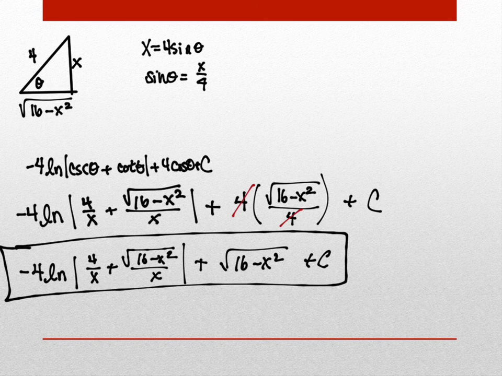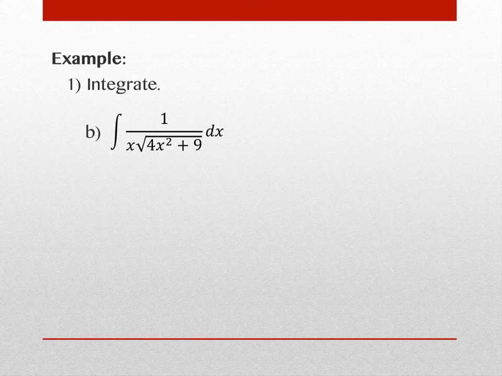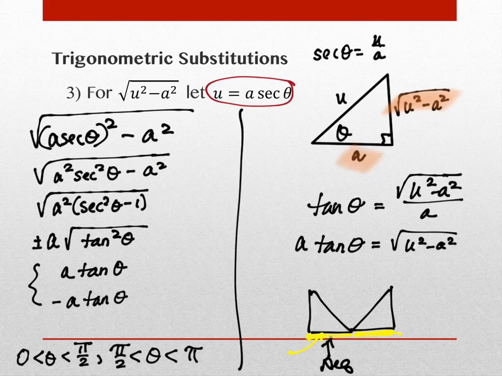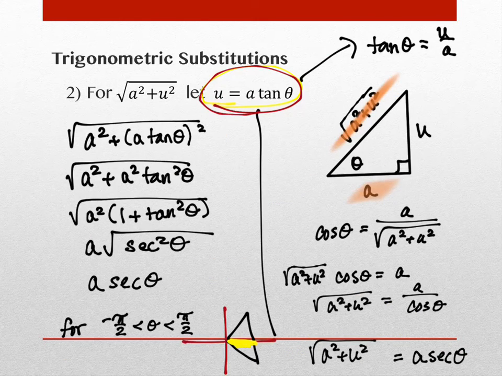Okay, we're going to do another one. First, we have to figure out which of the 3 cases we're in: 1, 2, or 3. Which one are we in? I think it's 2. 2 is the one with addition, isn't it? Yeah, 2 is the only one with addition. So we're in case number 2.